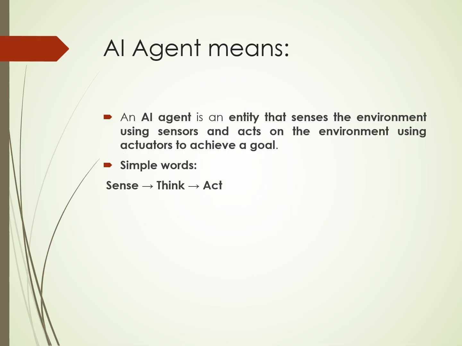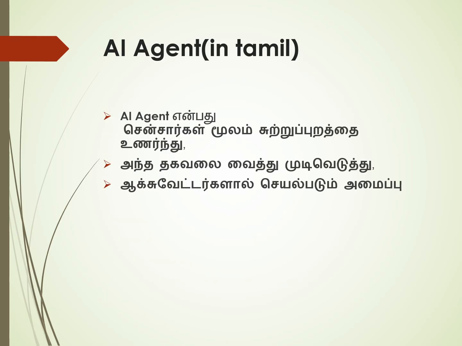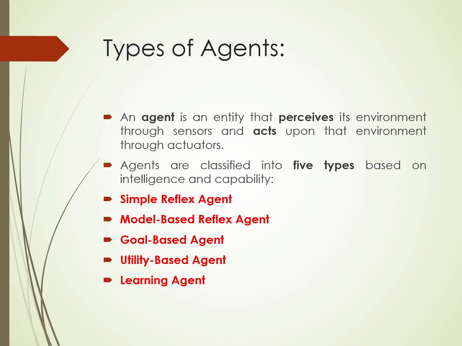An AI agent generally is an entity that senses the environment using sensors and acts on the environment using actuators to achieve a goal. In simple words, you can say an agent will sense, think and act. So this is called an AI agent. For example, a self-driving car and a grocery shop are simple examples of agents.